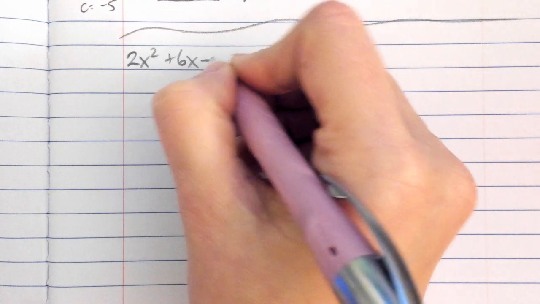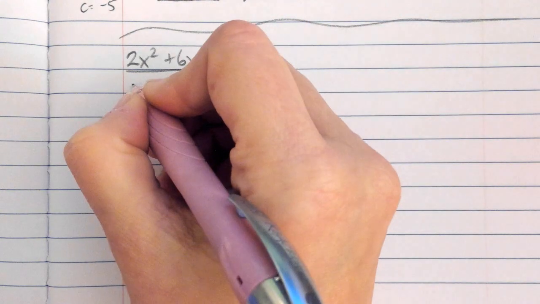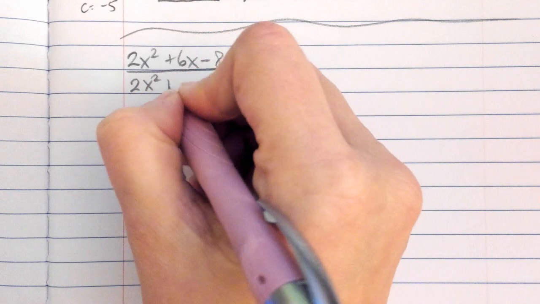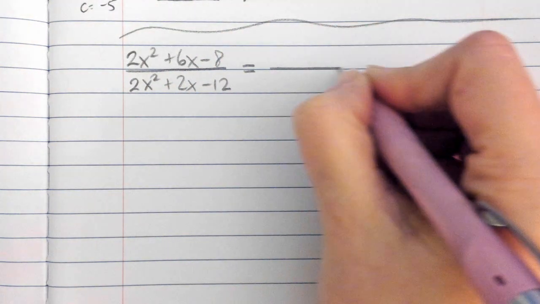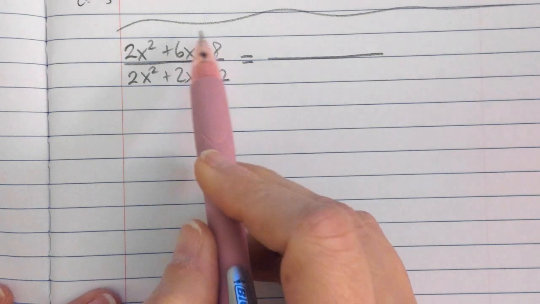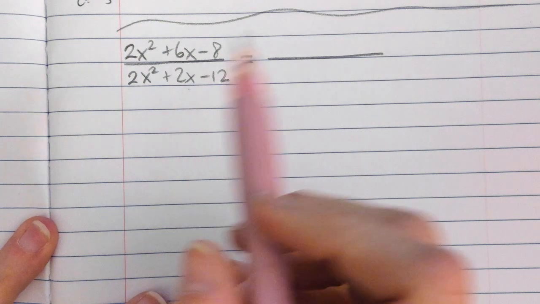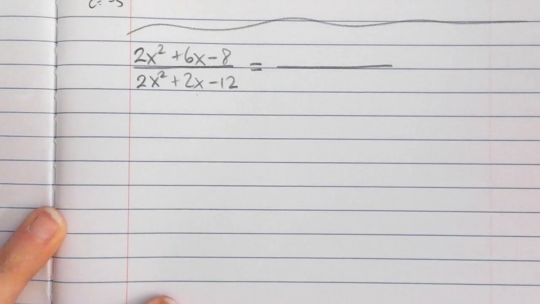Okay, this one is (2x² + 6x − 8) over (2x² + 2x − 12). So I'm going to end up rewriting these. I see that I have a trinomial on the top and a trinomial on the bottom, so I pretty much know that I'm going to have to factor them both.